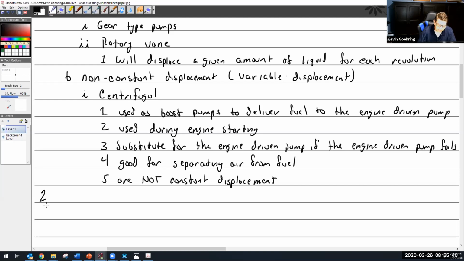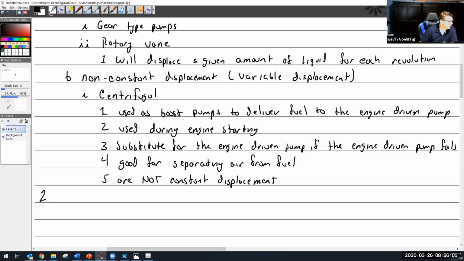Kevin? All right. What's that? Yeah, if they fail, then you just change the whole unit. Yes, you do. You don't repair it, right? The centrifugal out there in the wing. You could. I would never do it. I'd never repair any type of electrical pump that deals with fuel. Any sort of arcing can be a very bad thing.